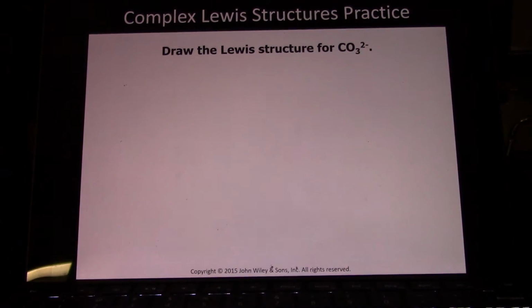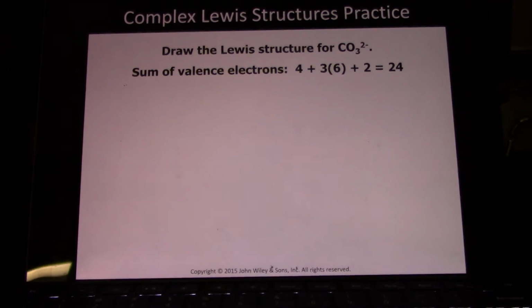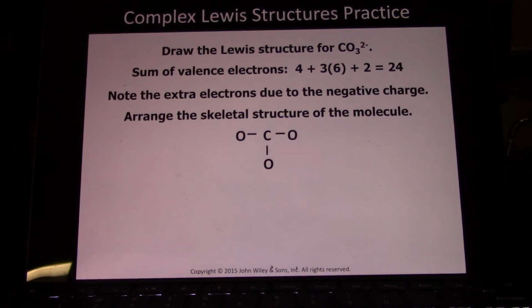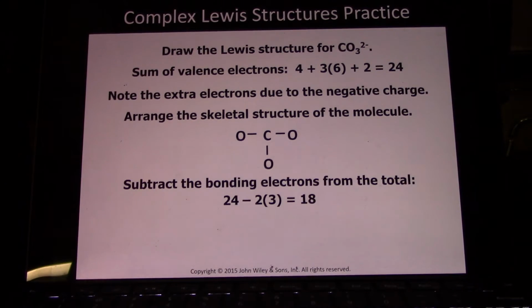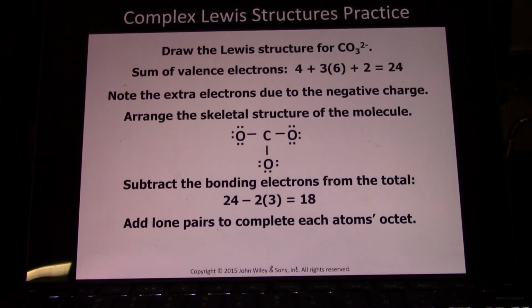We can do the same thing for carbonate. You have 4 valence electrons for carbon, 6 for the 3 oxygens, and now it's -2, so we add 2 extra electrons. We have 24 electrons, we draw our skeletal structure, we use our 18 electrons and we fill it up. Now we're out of electrons, but carbon's not happy, so we need to share a pair.